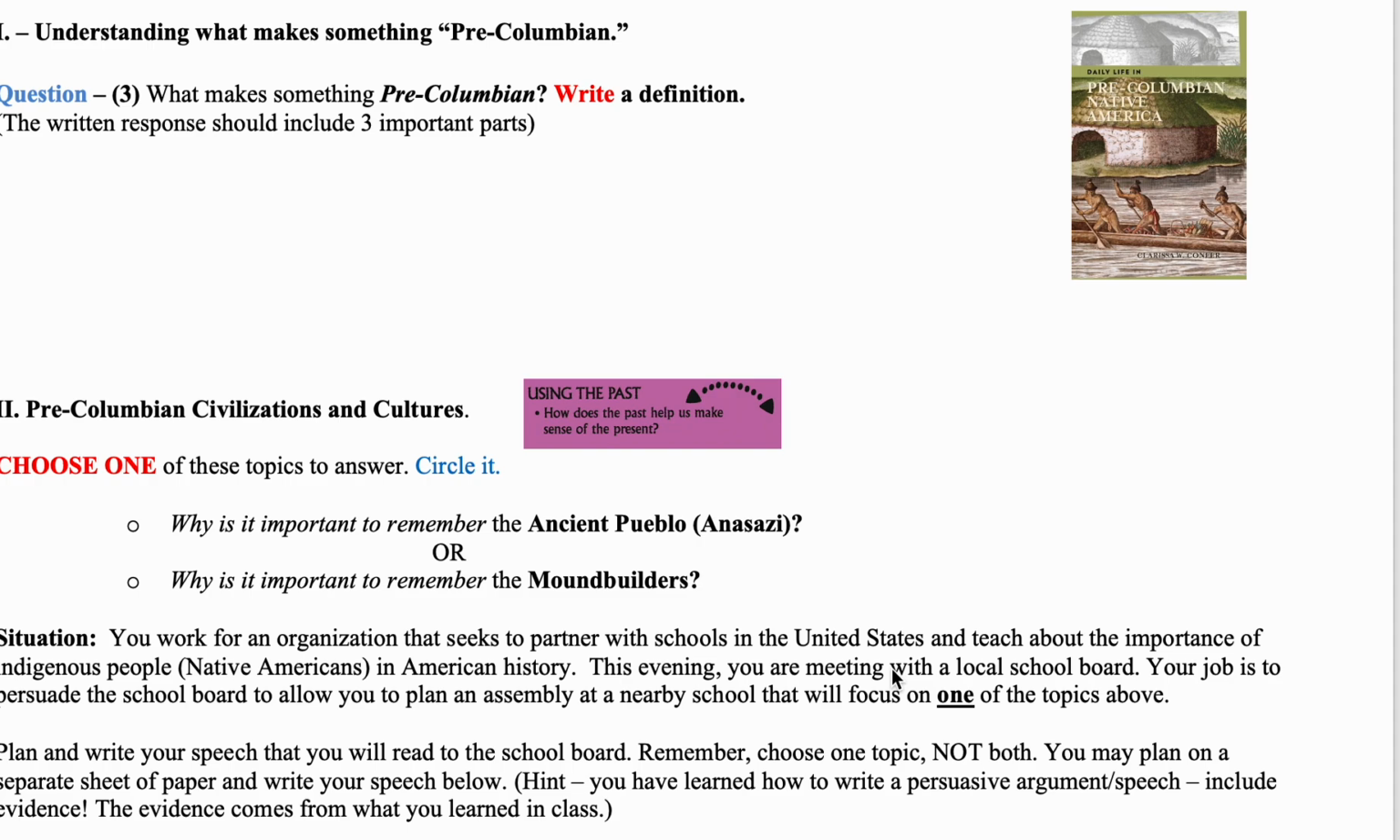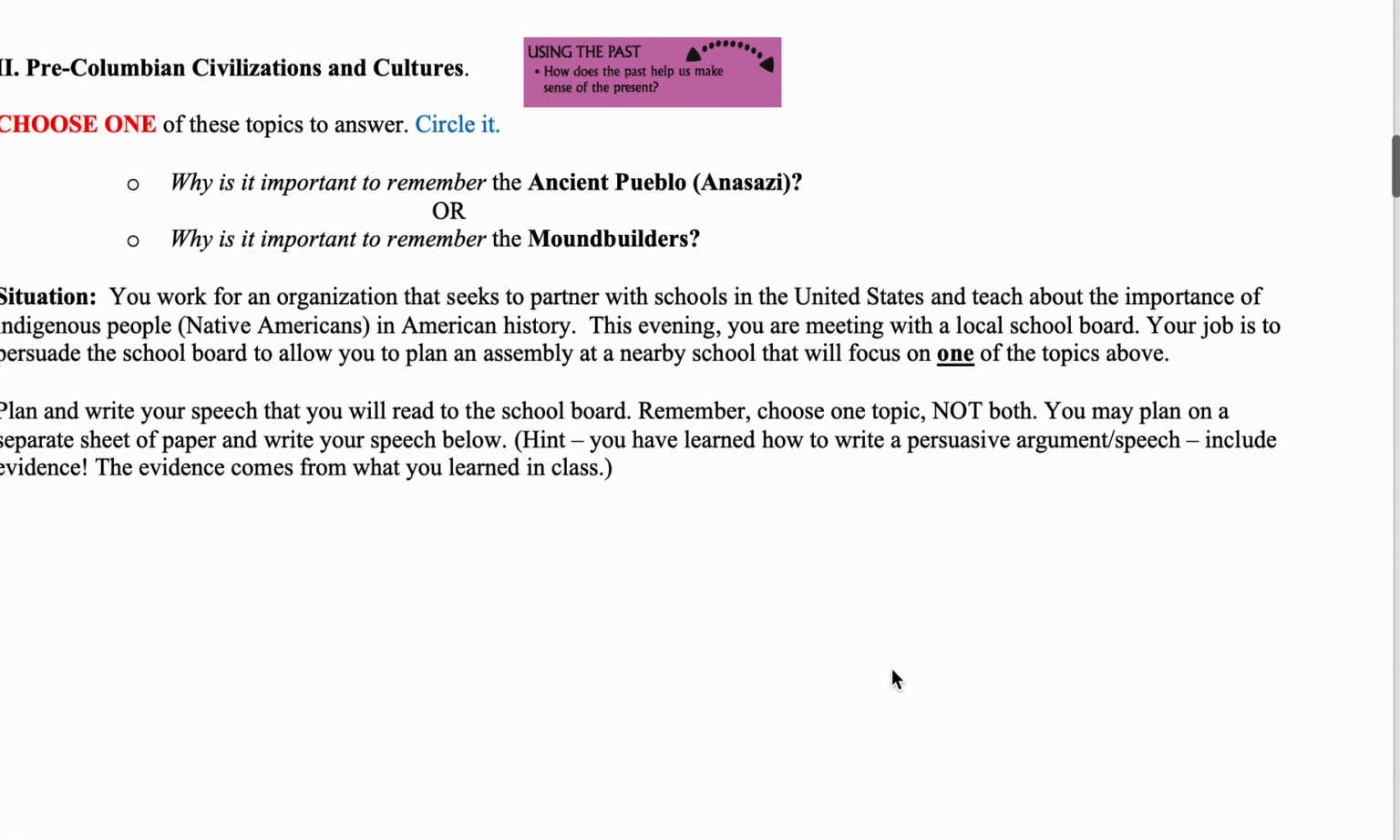Okay, getting to the regular test part. So, question number one is writing a definition. Doesn't have to be very long, but does need to include three important parts that make something pre-Columbian. So here on part two, you have a choice, okay? Either one. Don't do both. There's a situation, just read it carefully.